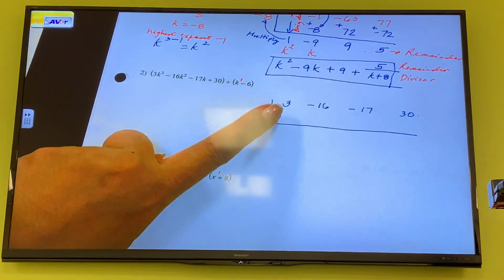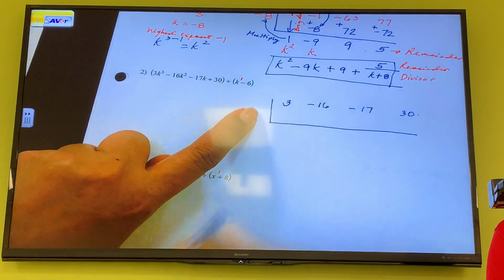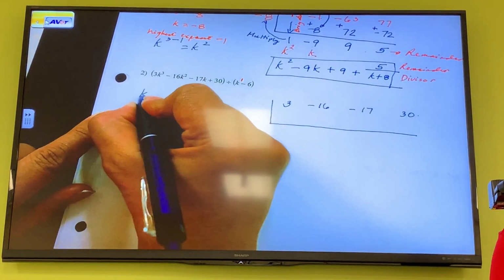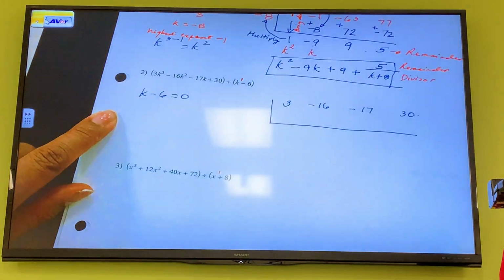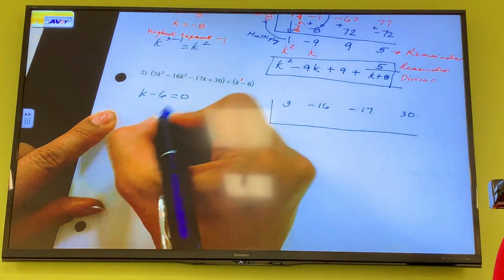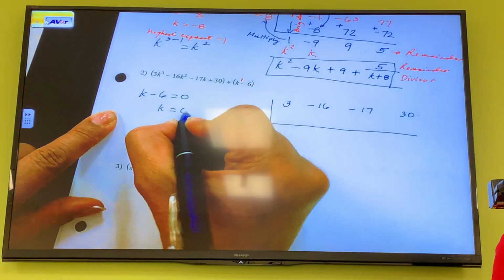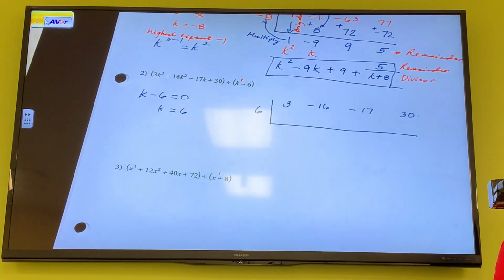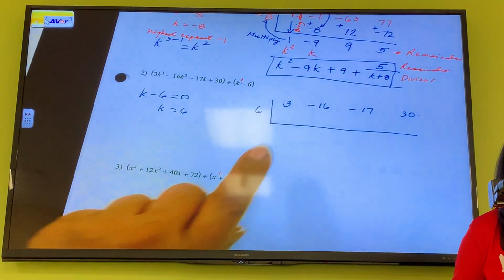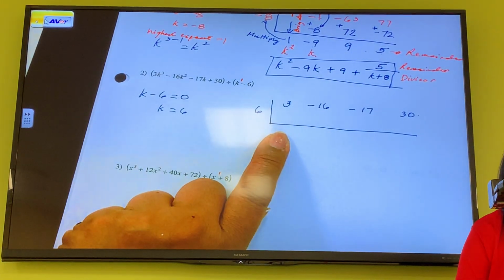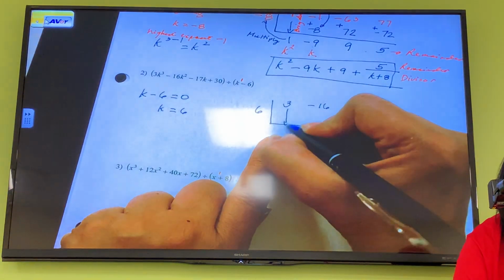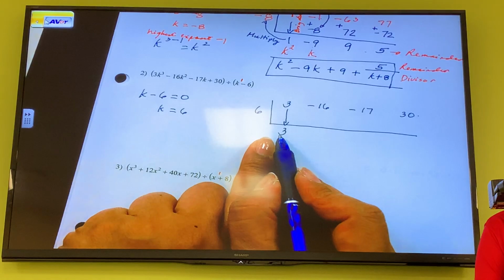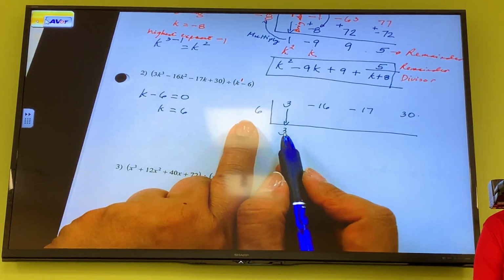Then we're going to set up our divisor. Our divisor is k minus 6. So you're going to put it equal to 0 and you solve for k. So that means k is equal to 6. So that goes outside. Then bring down the first digit, 3, and every single number we put in the bottom, we're going to multiply it to our divisor.